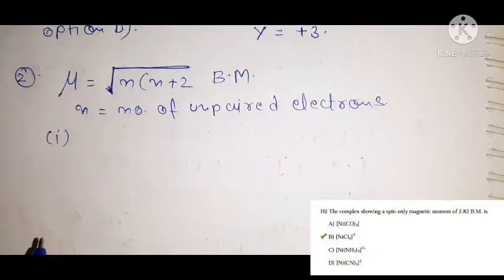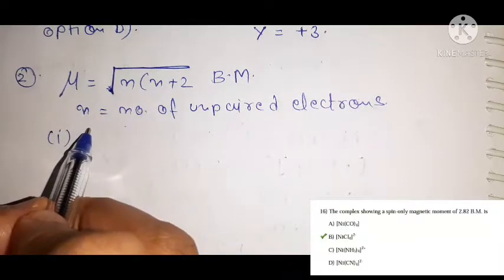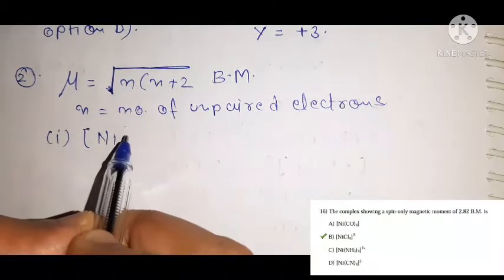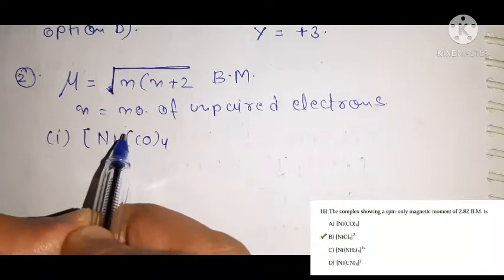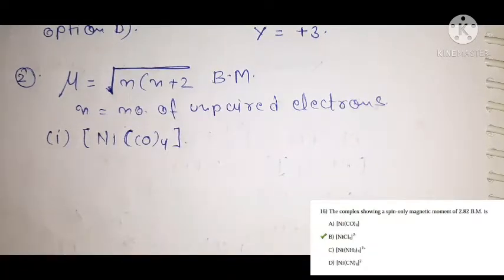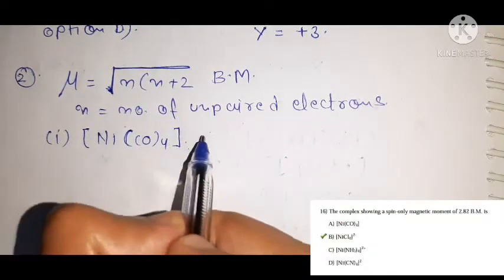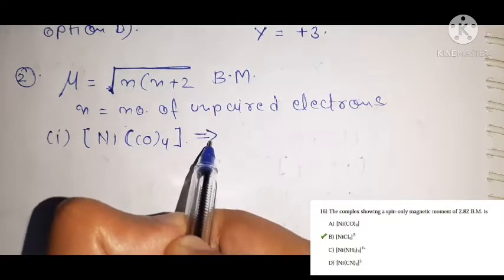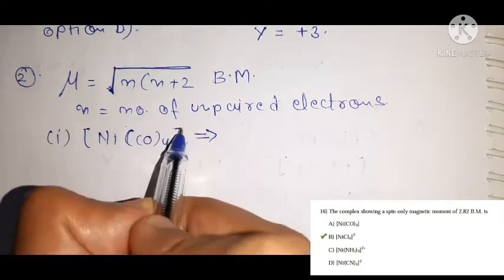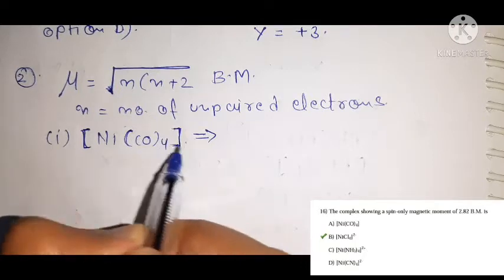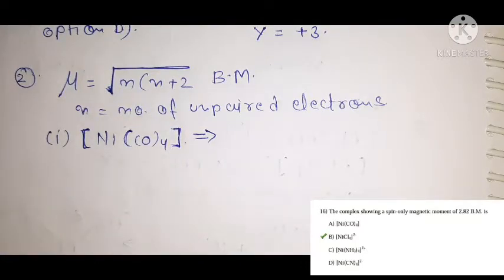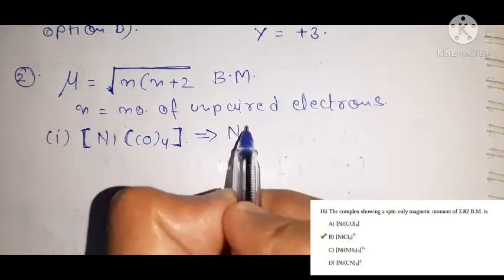Now in option A, the complex is Ni(CO)4. In this complex, you clearly see that there is no primary valency present. That means here the nickel is present in zero oxidation state.